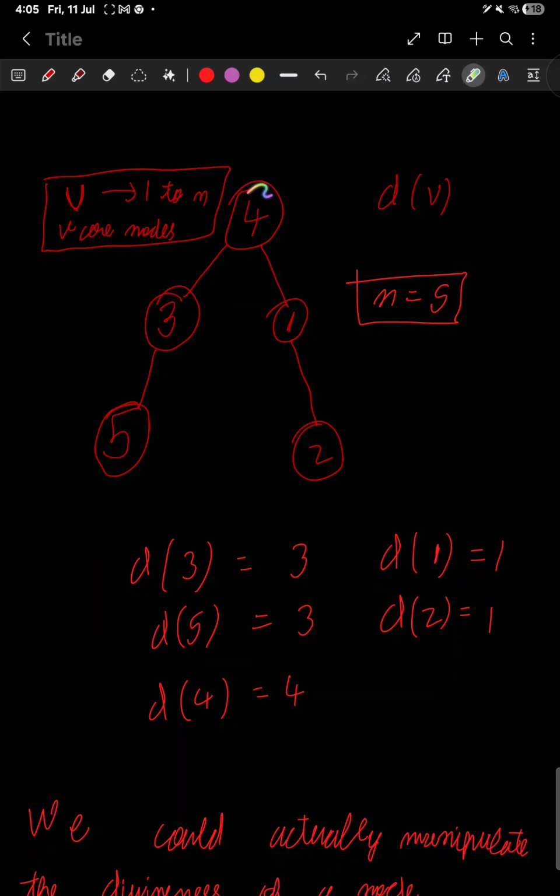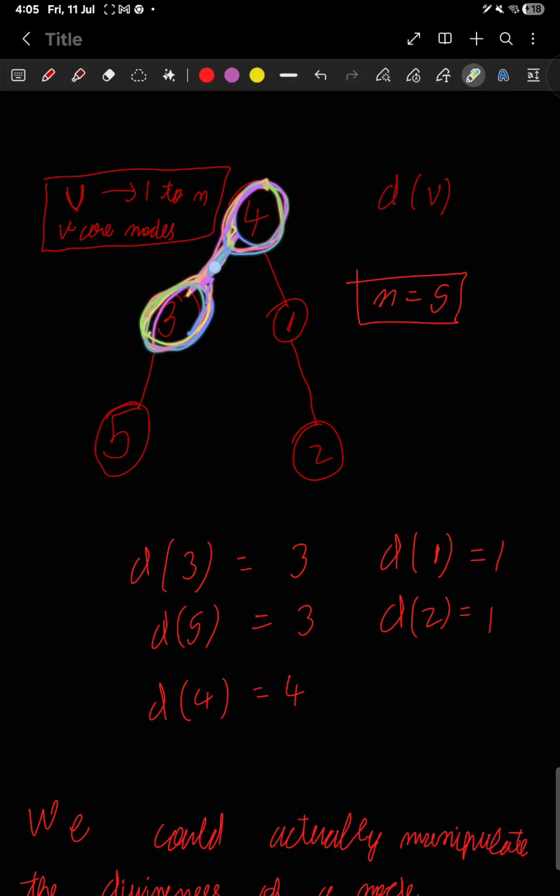Divineness is actually defined as follows. For a node, if you're considering this node as v, the divineness of v would be defined as the smallest value on this path, which is the path from the root node to the node v. On this path, the smallest value of a node is defined as the divineness of the node.